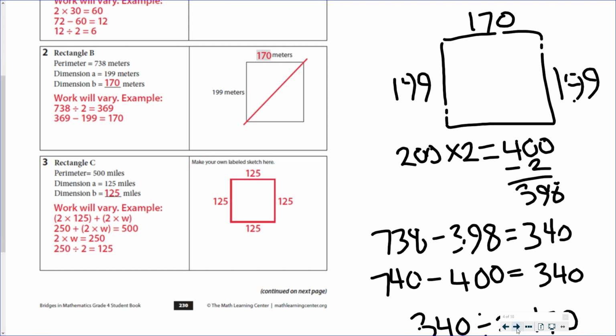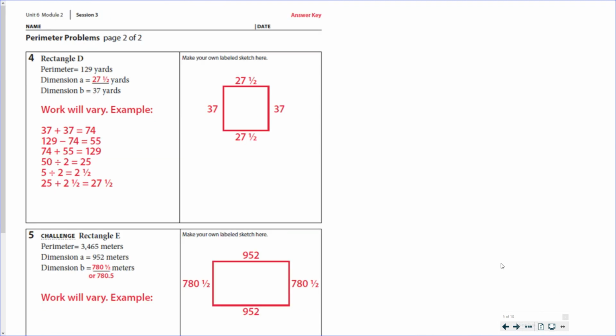All right. So as we go on to the second page, we have rectangle D. This is where we start ending up with some answers that have non-whole numbers or just fractions for an answer. The perimeter of this rectangle is 129 yards. They give us dimension B, which is 37 yards.